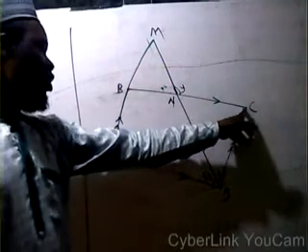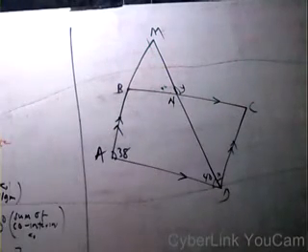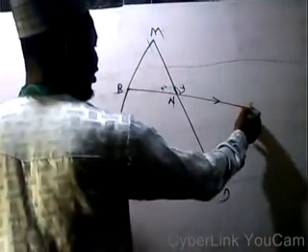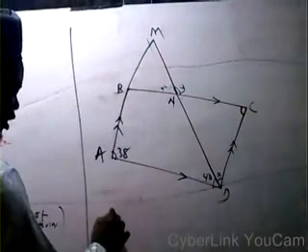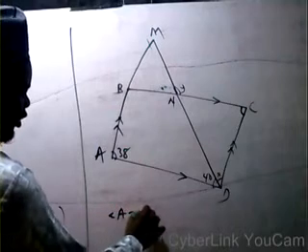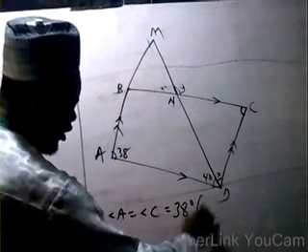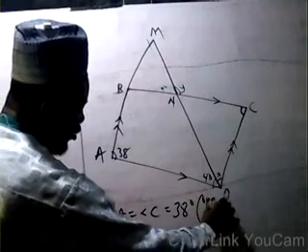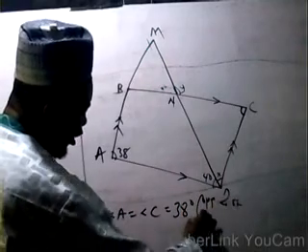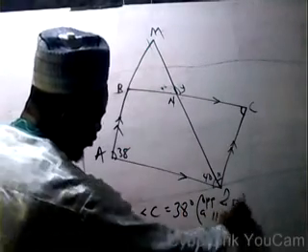You can know the value of this angle with that. So if this one is 38, in that case, you can say that angle A equals angle C, and that is 38 degrees. Why? That is opposite angles of a parallelogram, right?